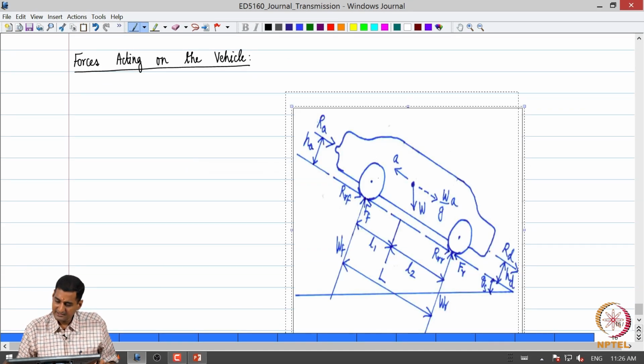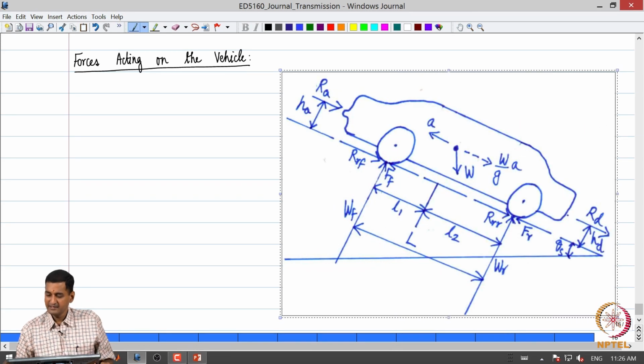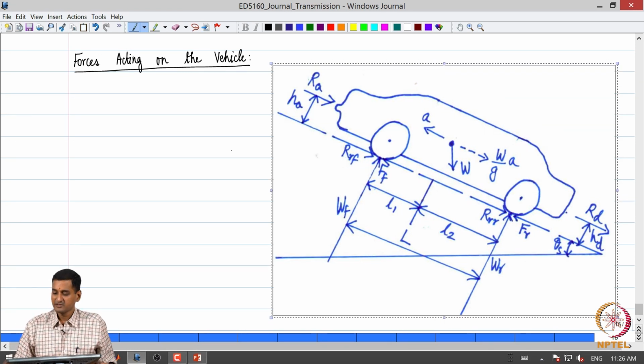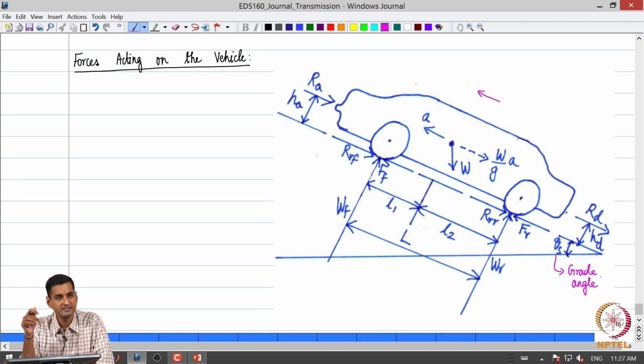So let me introduce a very simple free body diagram of the vehicle, just to illustrate and discuss all the various forces acting on it. So let us consider this free body diagram. We have a car moving up a grade. The direction of motion is like this. The grade angle is denoted by theta s, the grade angle of the slope on which the car is moving.